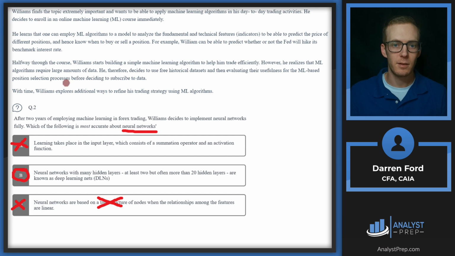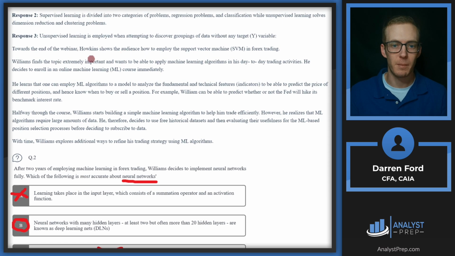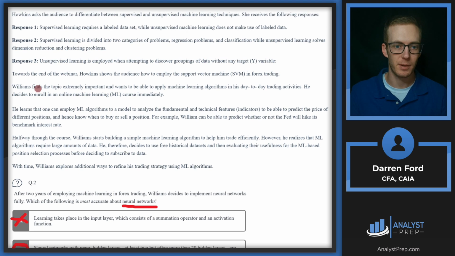Let's go up and read a little bit more from the paragraph just to make sure we're right here, but I think that's all we need to do here. So we left off towards the end of the webinar. Hawkins shows the audience how to employ the support vector machine in Forex trading.